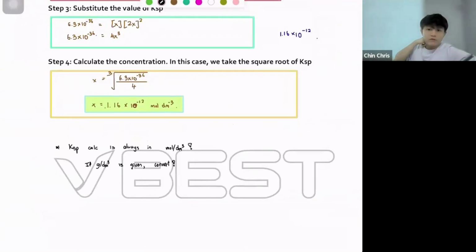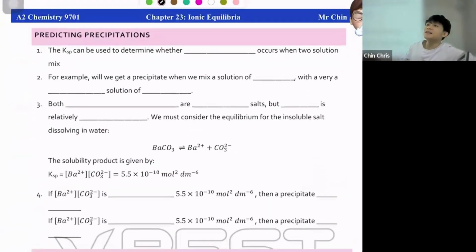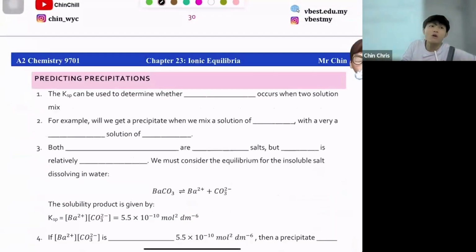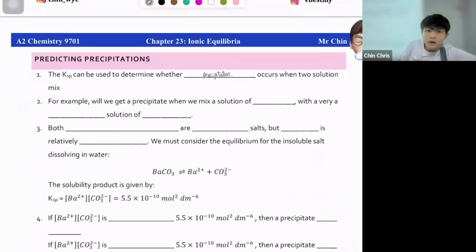Guys, you see what is the value of Ksp. The purpose of Ksp is to predict whether a precipitation will occur or not. For example, we will get a precipitate if we mix a solution of BaCO3 with a very dilute solution of sodium carbonate. This we call the common ion effect. I just want you to circle the carbonate ion and also the carbonate ion.